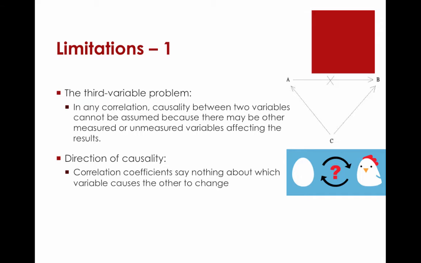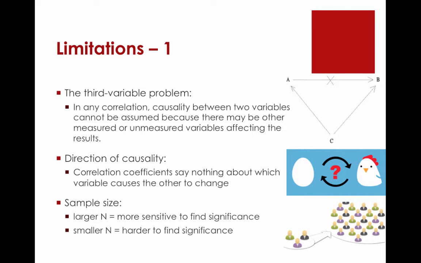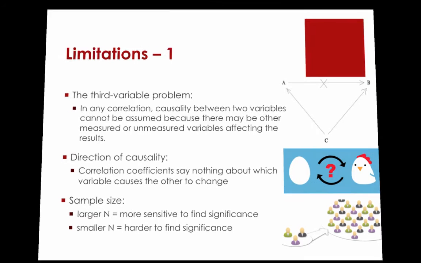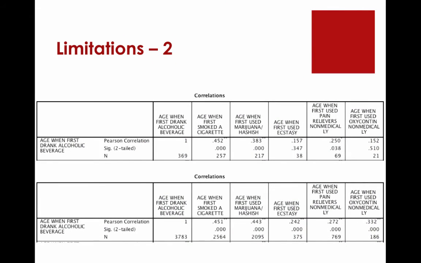And then the last limitation that I want to cover, which we didn't talk about in chapter 5, is the idea of sample size and the ease of finding significance. So if we have a larger sample size, it's more sensitive to finding significance, which means it's easier for us to reject the null hypothesis. But if we have a smaller sample size, it's going to be harder for us to find significance, which means we're going to have a bigger critical value that we're going to have to overcome.